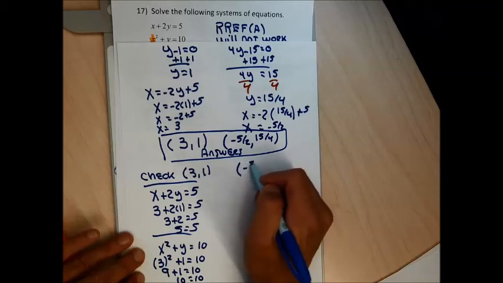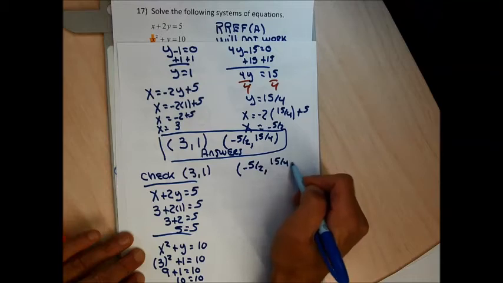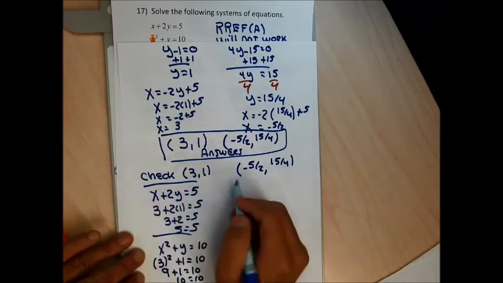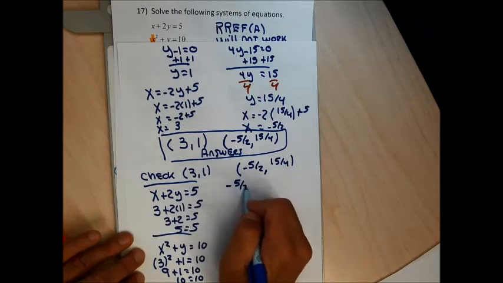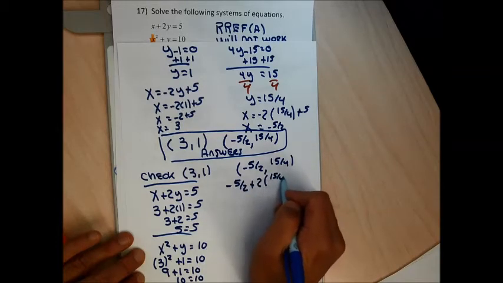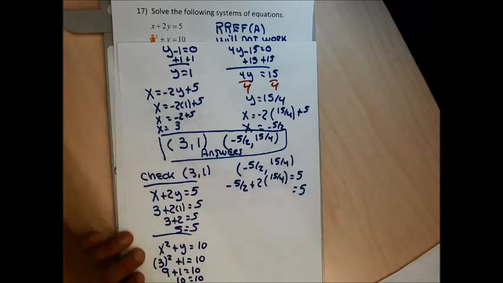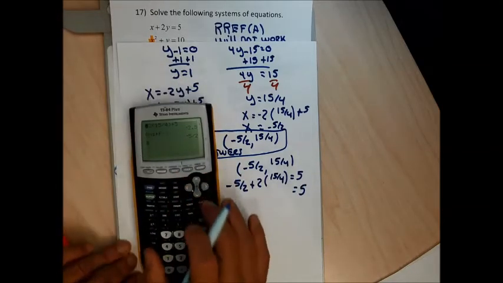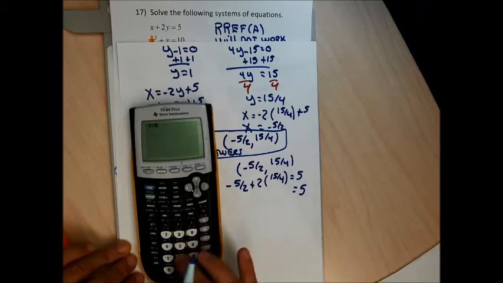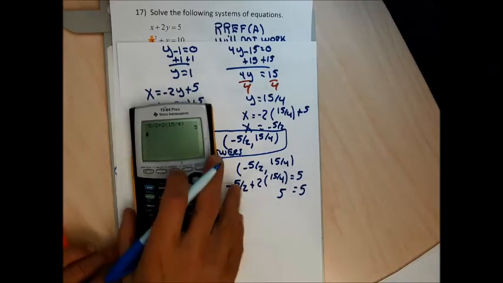This horrible solution, I'm going to check on my calculator because there's no reason to do this by hand. So for the first equation, I'm going to go negative 5 halves plus 2 times 15 over 4, and that has to equal 5. So on my calculator now, clear, negative 5 divided by 2 plus 2 parentheses 15 divided by 4 equals, and I get 5 equal to 5, so it works in that equation.